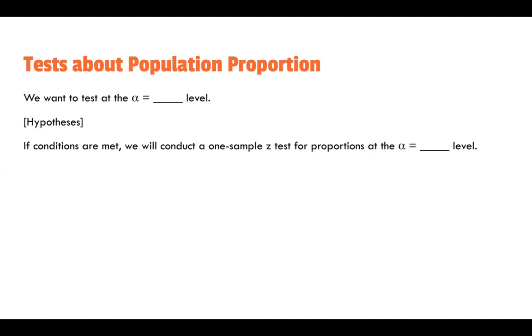So that's that. Then you write the three conditions: the random, the 10%, and the large counts or normal condition. And you show that all of those conditions are true. And it's going to be true if they give you an FRQ about this. On an MC, if it says, can you use it, then it might not be true.